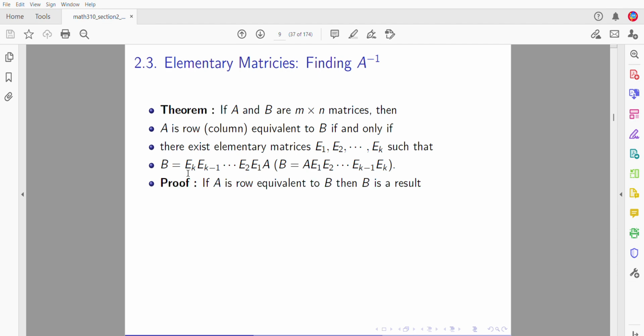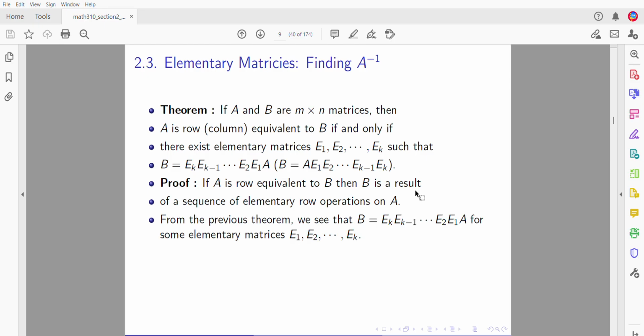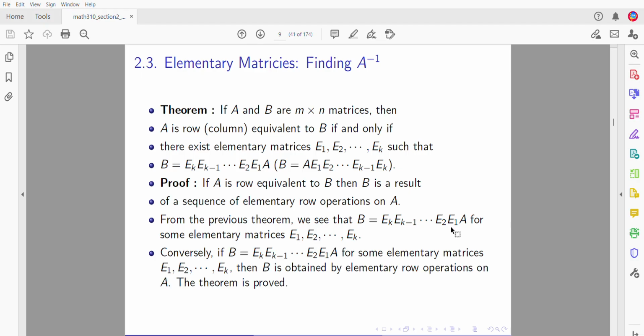If A is row equivalent to B, then B is a result of a sequence of elementary row operations on A. That's what it means to be row equivalent. From the previous theorem, we see that B has to be left multiplied by a sequence of elementary matrices on A. Sorry. Notice this is if and only if. So you started with one direction. Let's go to the reverse direction.